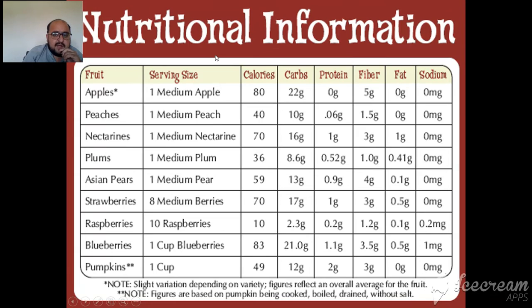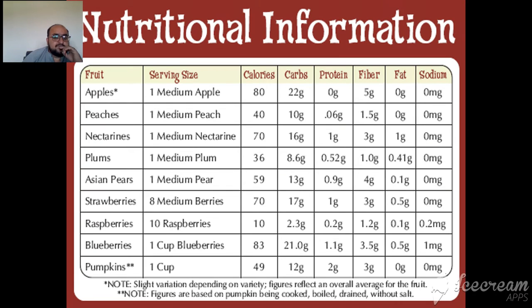Some nutritional information you can see on my screen, the table which is already given. That is apple, peaches, nectarines, plums, Asian pear, strawberry, raspberries, blueberries, pumpkin. These are the serving sizes. For example, 1 medium apple, 1 medium peach, 1 medium nectarine, 1 medium plum, 1 medium pear, 8 medium berries, 10 raspberries, 1 cup blueberries and 1 cup pumpkin.